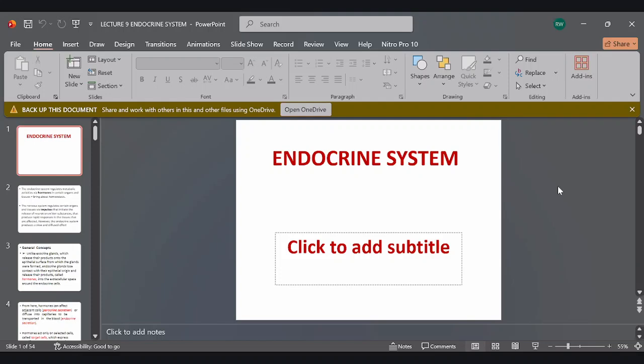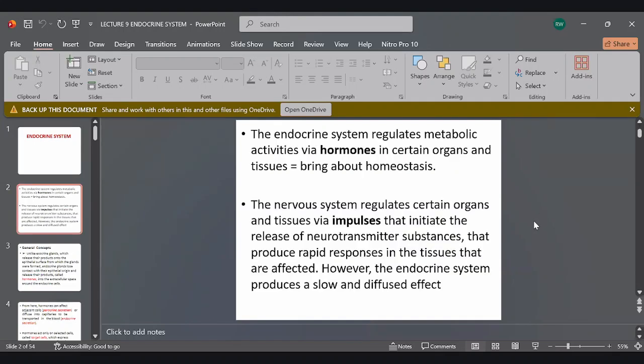Note, we are not going to dissect. We're just going to identify the organs in the laboratory. And also we are going to do the histology slides, going to see the slides through the microscope. So that's what you're going to do in that period of 4 weeks. That's actually what you're going to cover. So, endocrine system.